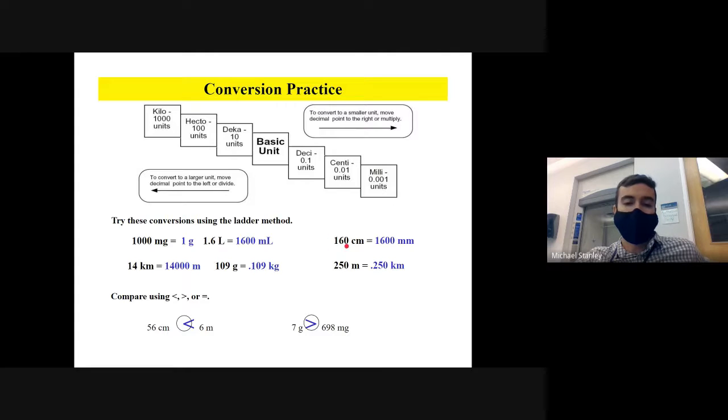So the decimal point was right here at 160. If I move it 1 more to the right, fill in that 0 right here. Now, instead of being 160, it is 1,600. So the decimal was right after 160, but if we move it 1 more spot over, it becomes 1,600. So 160 centimeters is, in fact, 1,600 millimeters.